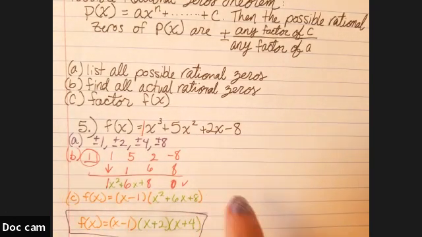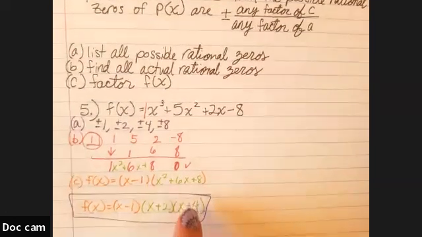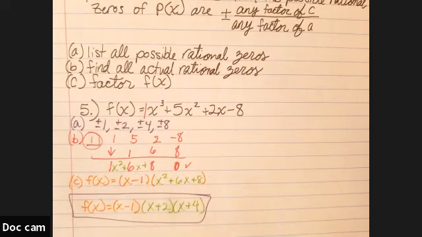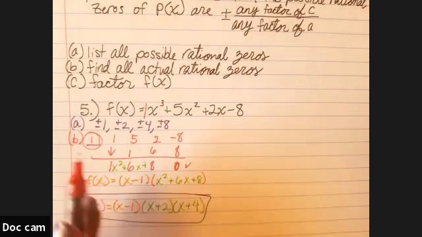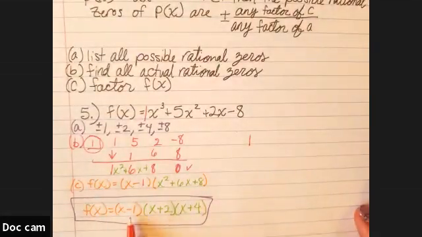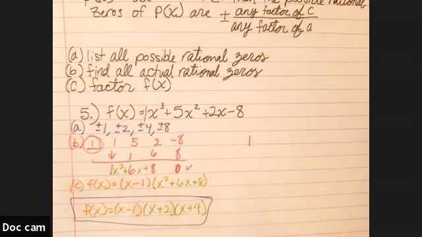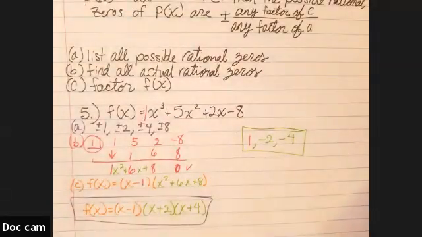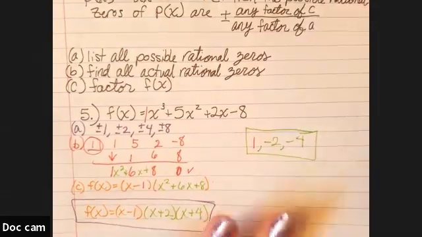And I'll finish answering part B, which was to list all of the actual rational zeros. So we have 1 is one of them. And then from looking at here, it's the opposite of these numbers. So it's +1, -2, -4. Okay, those are all the rational zeros of the function. And in this case, they are all zeros of the function.